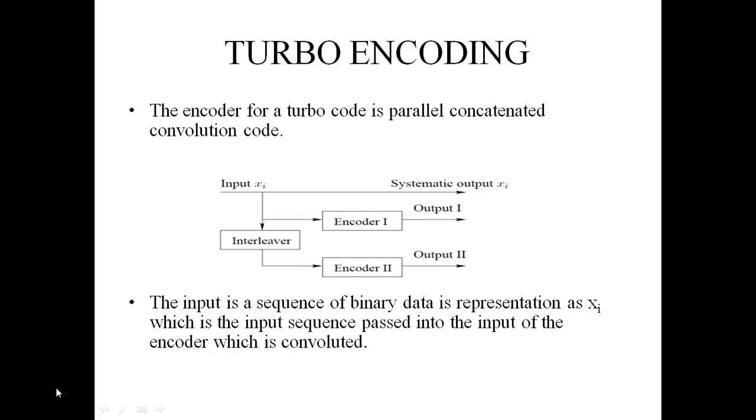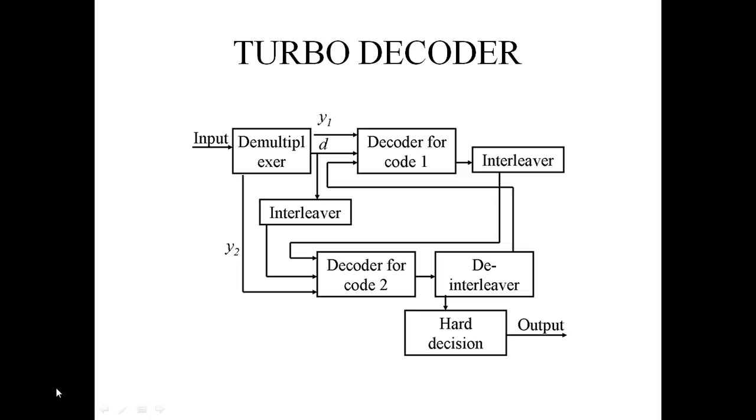Then comes the modulator, which receives the data next, and transmission is then multiplexed. This data sequence is composed of systematic code bits. We'll now have a look at the turbo decoder.